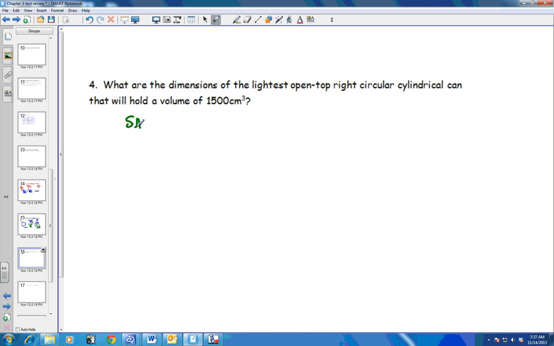Surface area for an open top can, so I don't have that top circle, is going to be pi r squared plus 2 pi rh. And my volume for that can is pi r squared h. So anytime I want the dimensions of the lightest can, I have to find the derivative of my surface area. So the problem with this is I have variables of r and h. I can't have both. So that's why they gave us this.